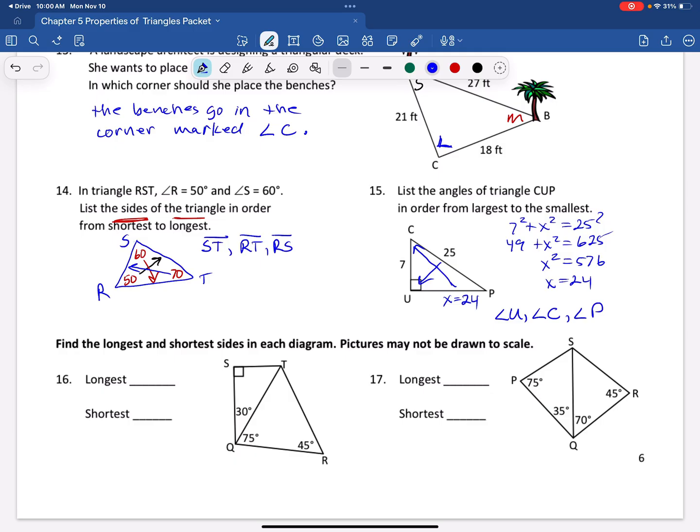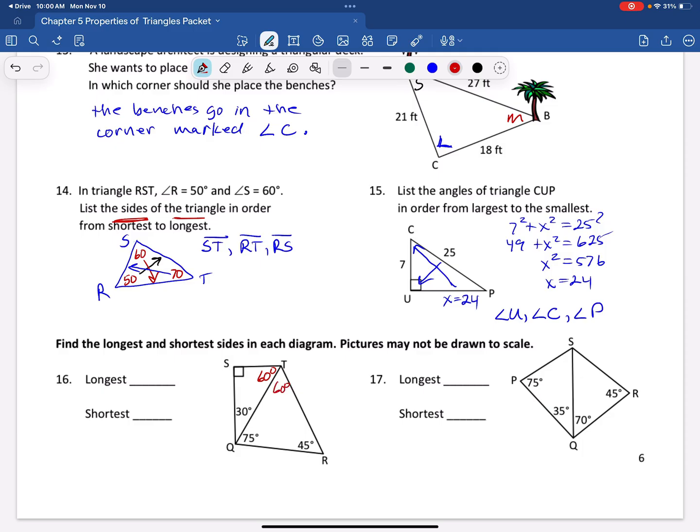All right, so here we go. Find the longest and shortest sides in each of these diagrams. So let's start off with triangle STQ. If I got a 90 and a 30, that makes this a 60 degree. And 75 plus 45 is 120. That makes this a 60 degree.